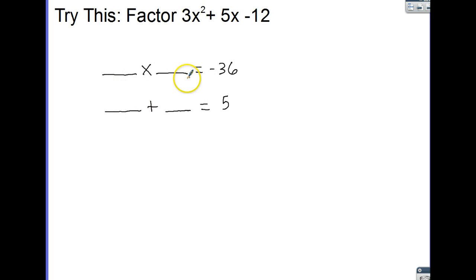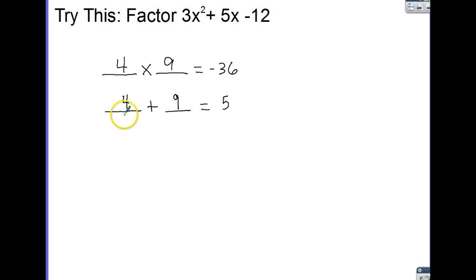Okay, setting up our two equations. The product has to equal our A times our C, which is 3 times negative 12, or negative 36, and the sum has to be the B number, positive 5. Since I have a negative product, I have to remember that they actually subtract to be 5. So two numbers multiply to be 36. When you subtract them, you get 5. That's going to be 4 and 9. This is your responsibility to think through the factors of 36.